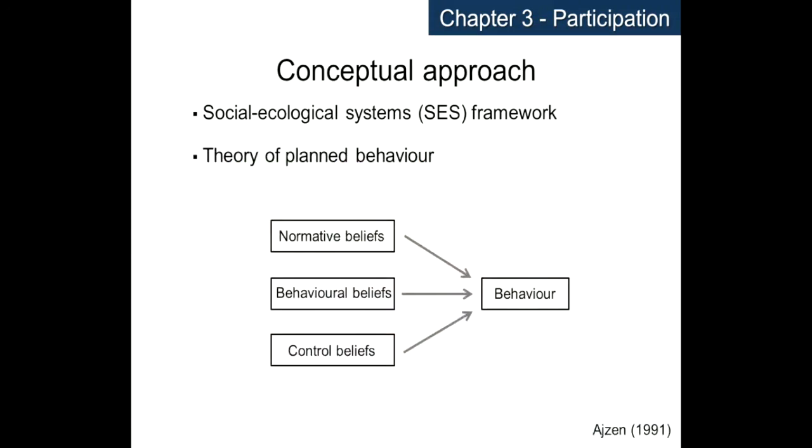So the theory of planned behaviour is one of the most widely used models of behaviour from social psychology, and suggests that behaviour, in our case participation, can be predicted from 3 beliefs. Normative beliefs, which is people's perceived social pressure for them to undertake the behaviour. Behavioural beliefs, which is their perceptions of the costs and benefits to them of undertaking the behaviour, and control beliefs, which is whether they feel like they have the ability to undertake that behaviour.